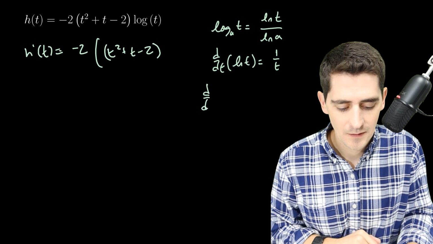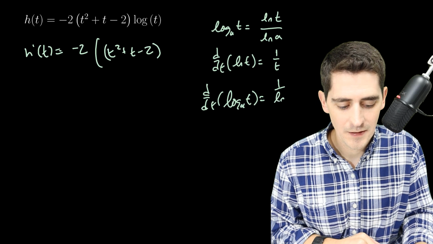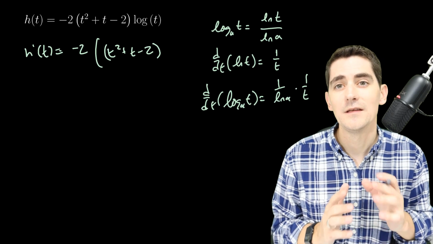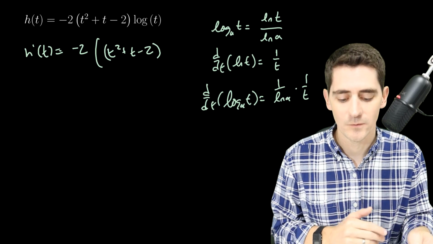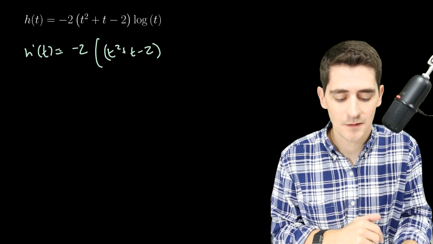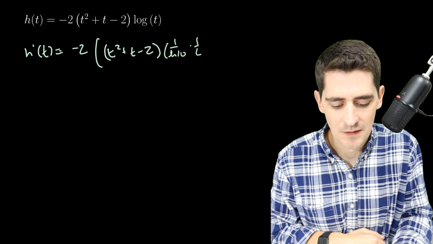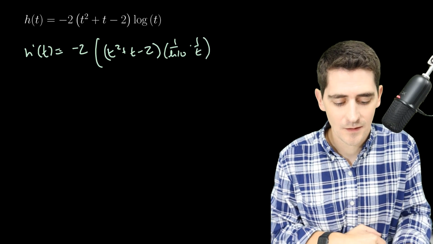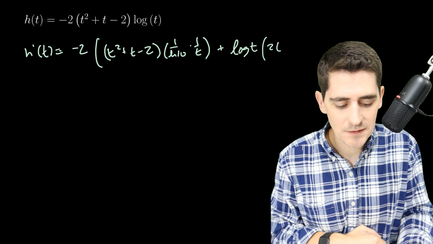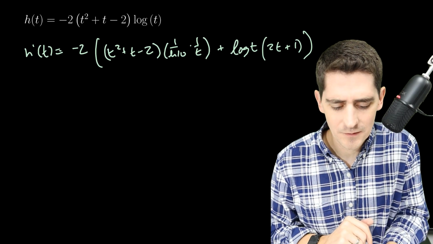So the derivative of log base a of t is going to be 1 over ln a times the derivative of ln, which is 1 over t. That's an easy way to remember it, is through change of base formula. So then the derivative of log t, that's log base 10, is going to be 1 over ln 10 times 1 over t. That's the derivative of the second. Plus the second, which is log t, times the derivative of the first, which is going to be 2t plus 1.